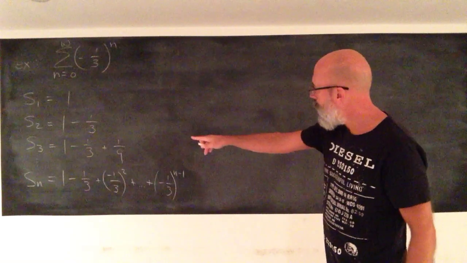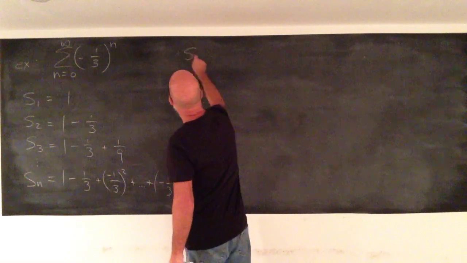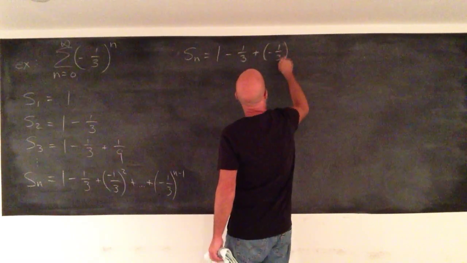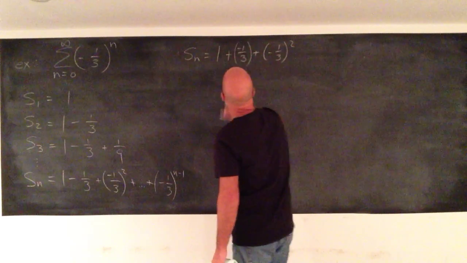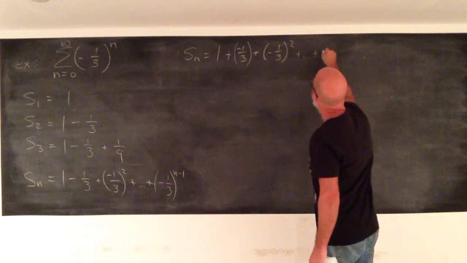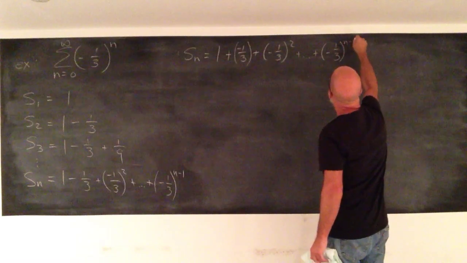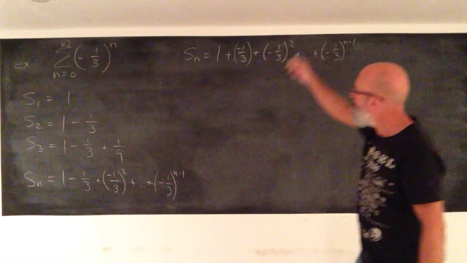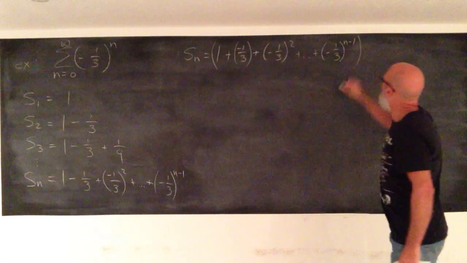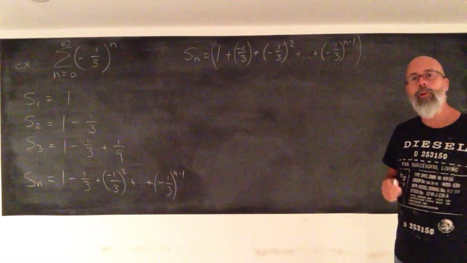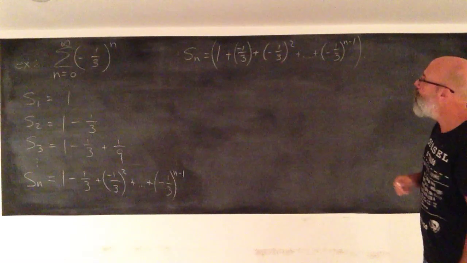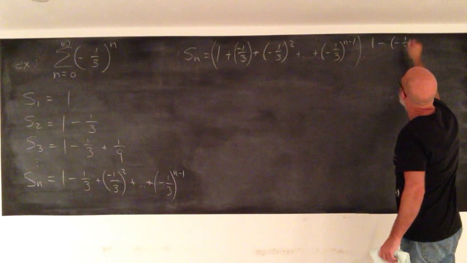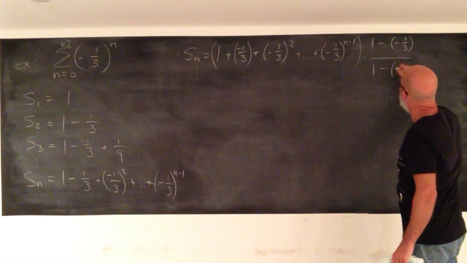Let's repeat the same idea as before. We're going to multiply Sn by a good number. I'm going to multiply Sn by 1, but a nice representation of 1 so that a lot of stuff cancels out as we did before. What are we going to multiply Sn by? 1 minus negative 1/3 over itself.